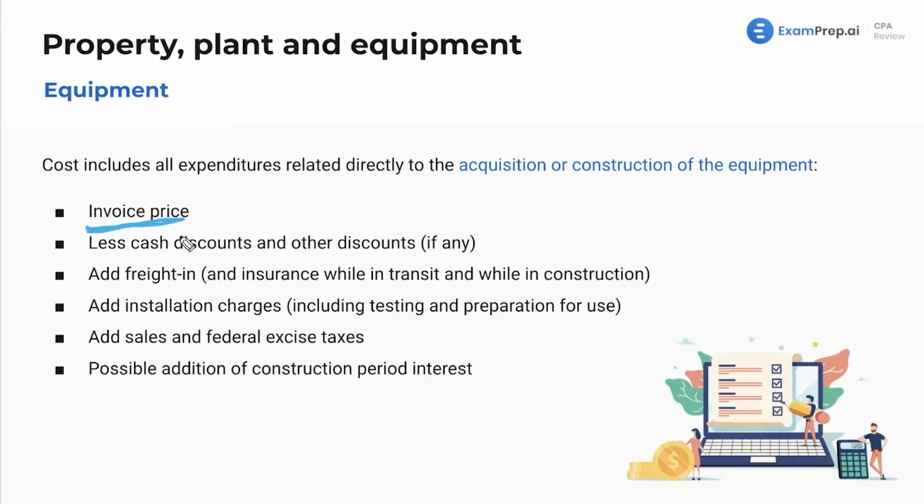So it's the same sort of process here, right? Same sort of process. Installation charges, sales and federal excise taxes, and possible construction interest. We talked about that a little bit before. Think of it in that tax example, right? Trying to give you real world practical examples that you might relate to better.